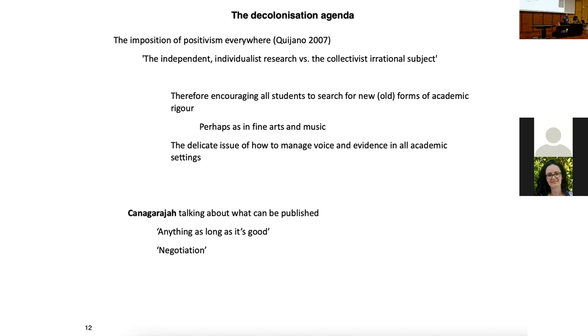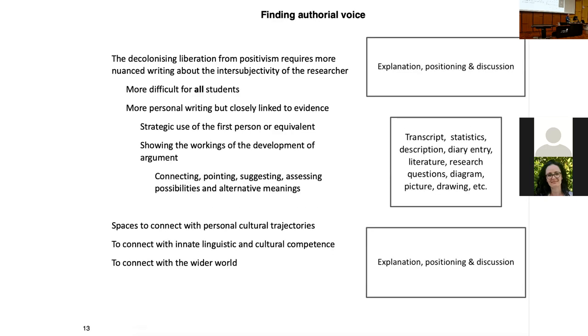Suresh Kanagaraju once stood up in one of our conferences in Canterbury, and someone asked him, can I publish anything in TESOL Quarterly? He was the editor at the time. He said, yes, as long as you do it well. So, negotiation. So, authorial voice.